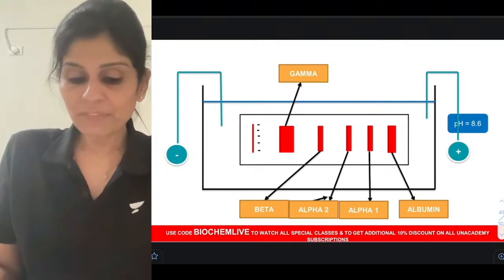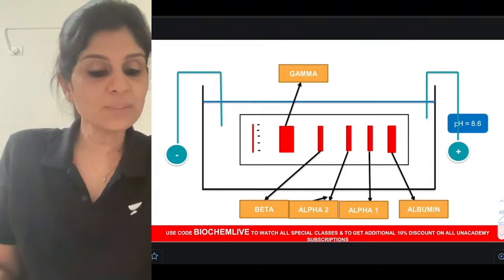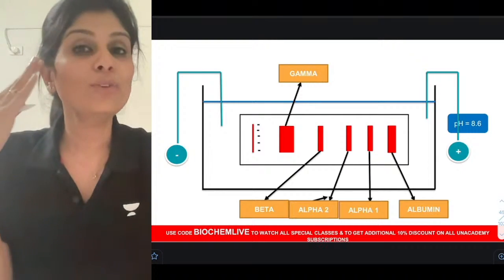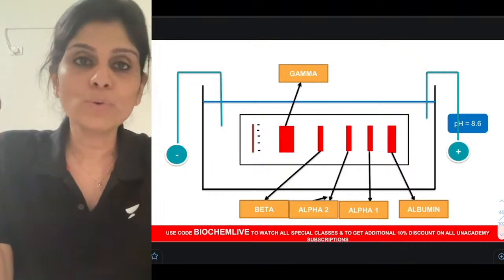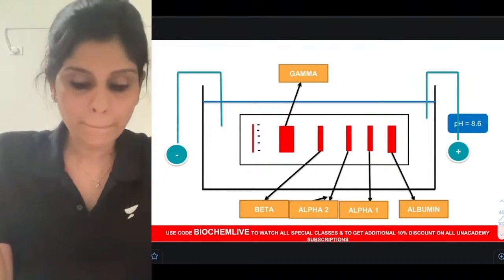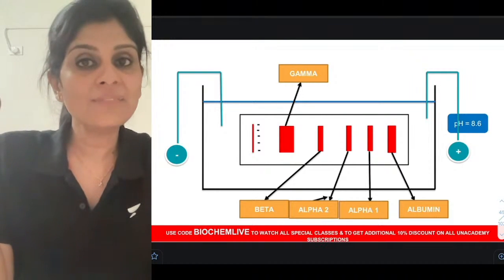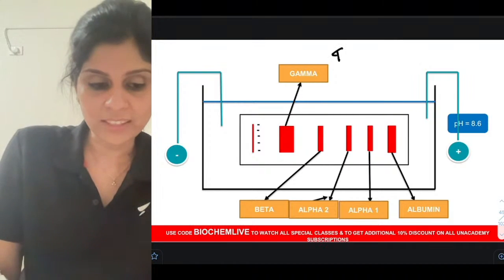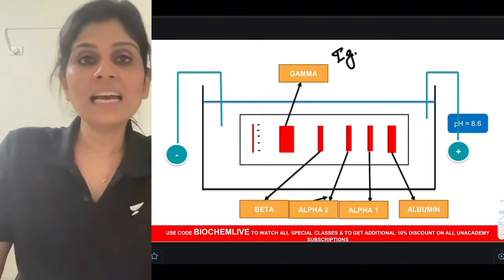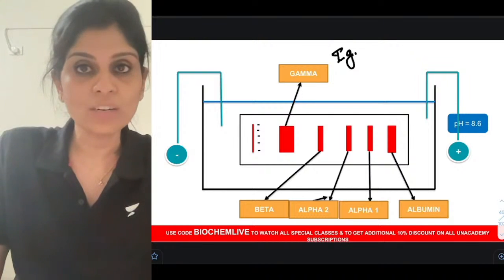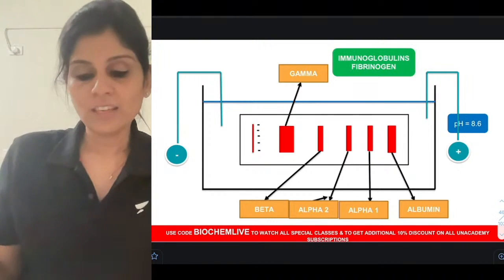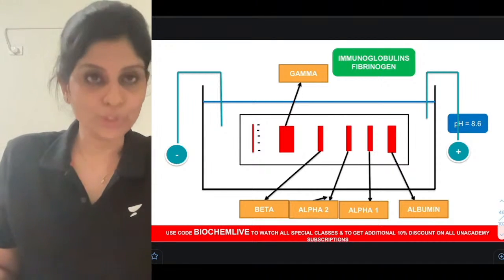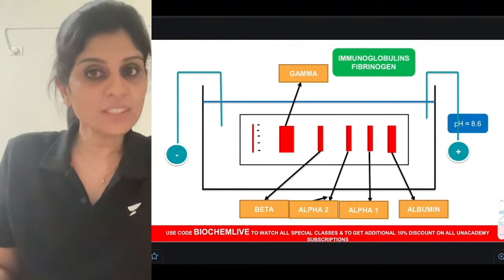And finally you have a gamma band. What are the proteins which are present in the gamma band? Please, can you try to logically think and tell me? Gamma band will obviously have gamma globulins. What are gamma globulins? Immunoglobulins. Very good. Gamma band will have immunoglobulins or antibodies and fibrinogen. So what are the proteins present in the gamma band? Immunoglobulin and fibrinogen. Are you clear about this?